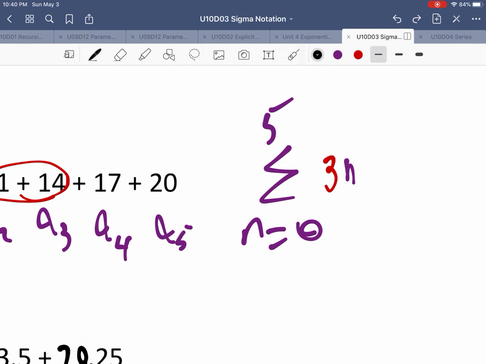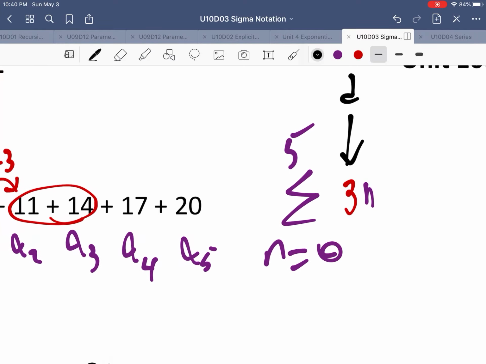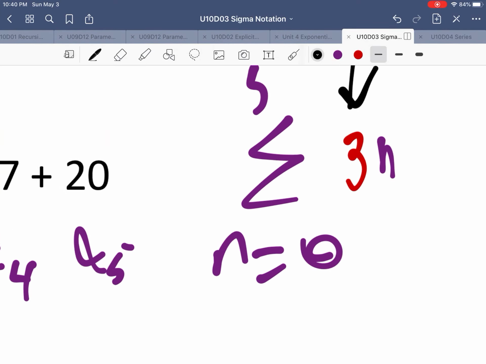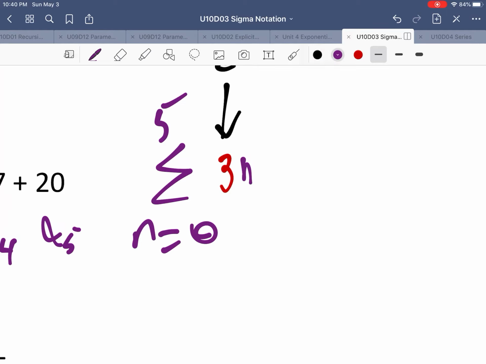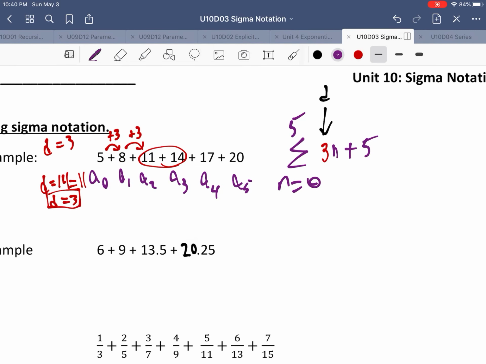Let me just use a different color for this so there's no confusion. So this is the common difference. And if we were to plug in a 0 here right now, we get 0, but our first term is 5. So we need a, kind of like a y-intercept. It's our 0th term. We write a 5 here. So that would be one way to write this.